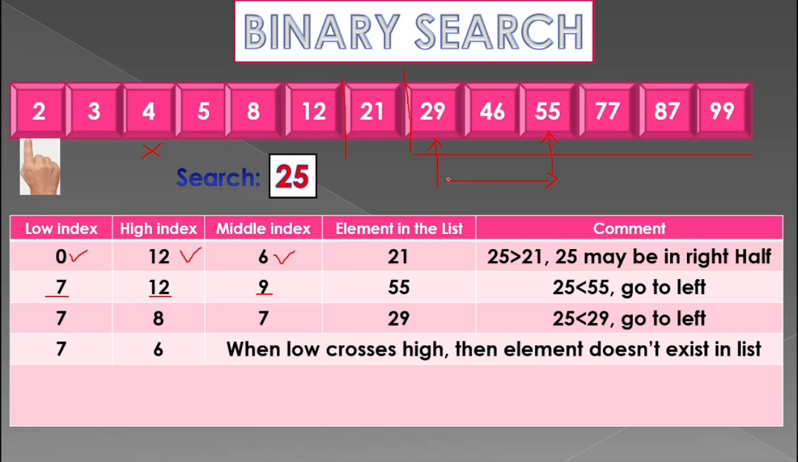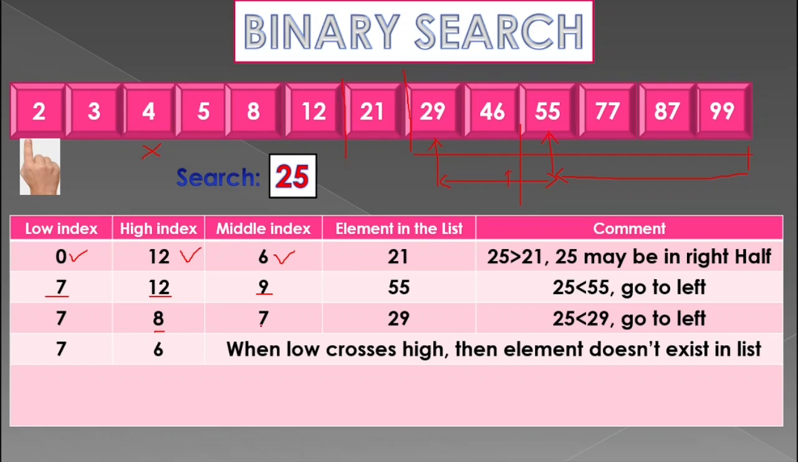Okay, so what do I have to do now? I have to make this high value shifted to this portion. I have to bring the high position to this one. How to do that? High is equal to middle minus 1. Now it is 8.